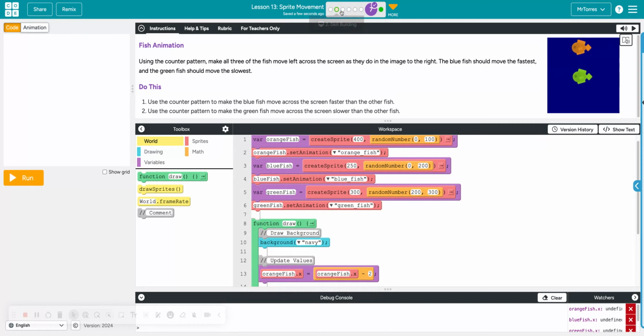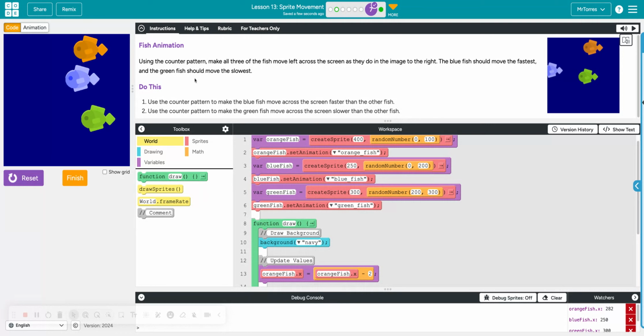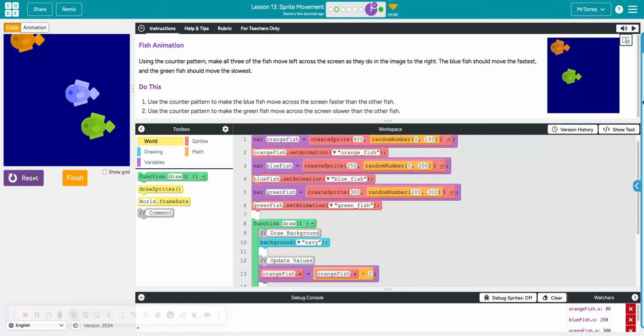So last class we did the first 6 levels in which we learned about the counter pattern, which is how we move sprites across the screen. So if we look at level 7 here, we notice that the orange fish is moving, however the green and blue fish are not moving as anticipated like they should be in this GIF over here. So we need to figure out how to get those to move.